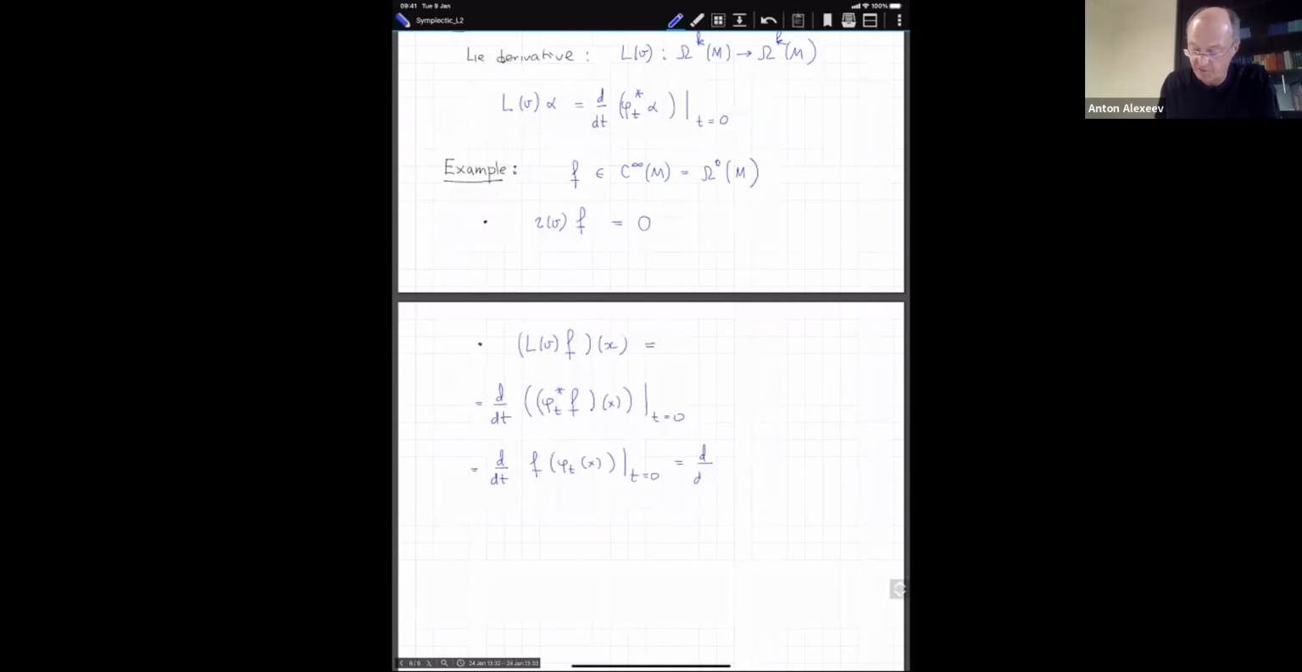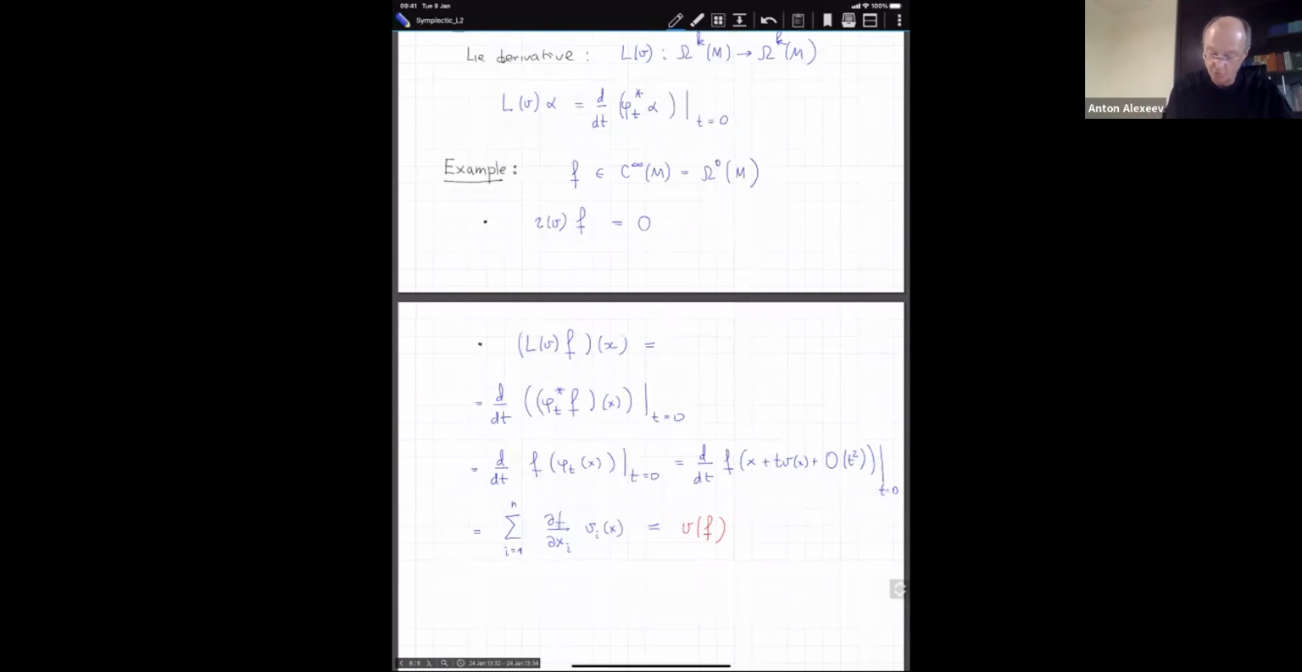And this is d over dt of f, and here I write it like this: x plus t v of x plus o of t squared, at t equals 0. And as you already noticed, I take a derivative. So this is df over dx_i times v^i of x. Right. And of course, we know it also as V of f. That's right.